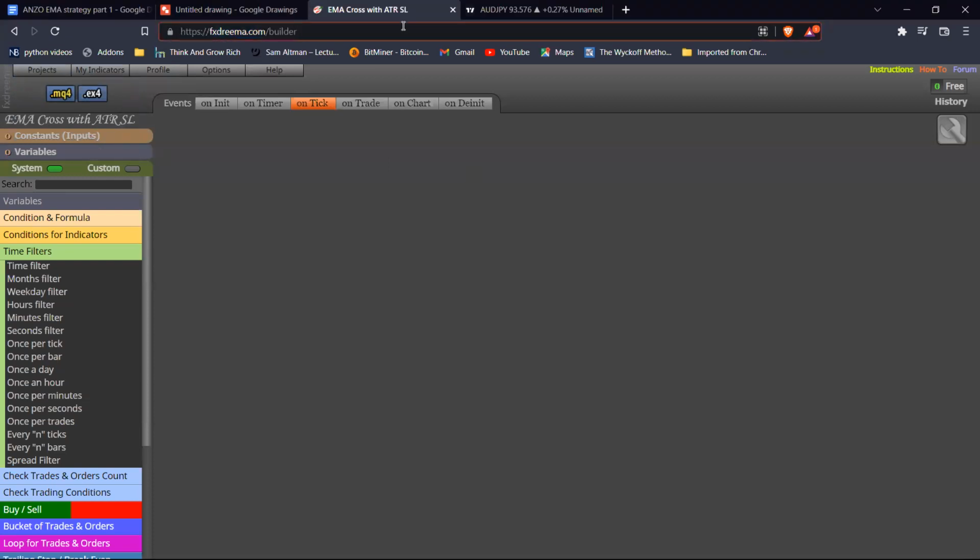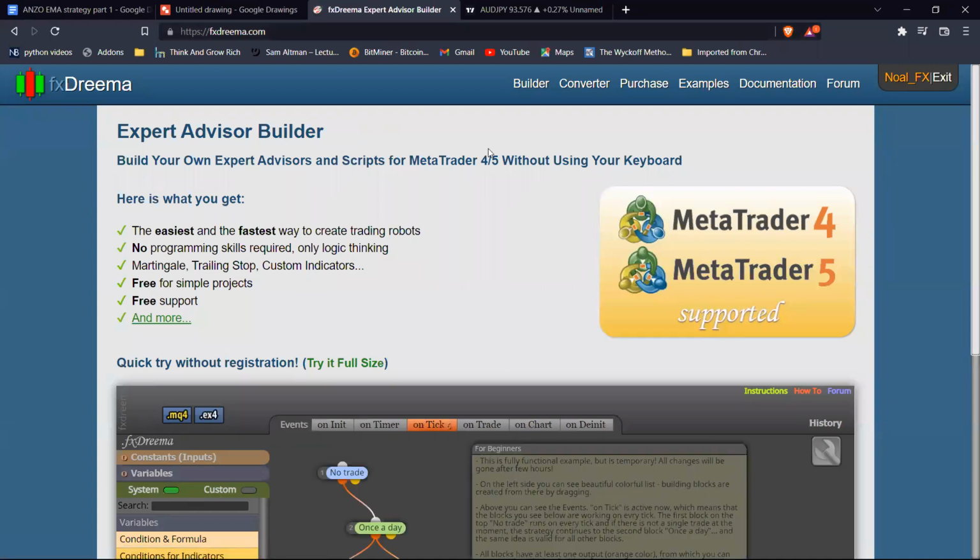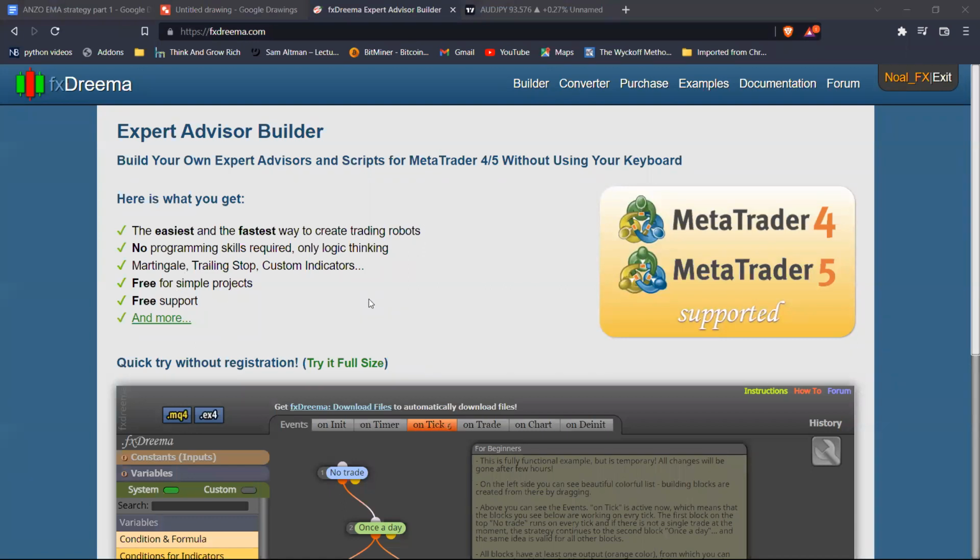So let me start from fresh. It's going to look something like this. It's not complex, it's very simple web-based software to use. You can see all the things you need to do. You can develop EAs for MT4, you can develop EAs for MT5, and it's quite flexible and powerful in what you can do with it.